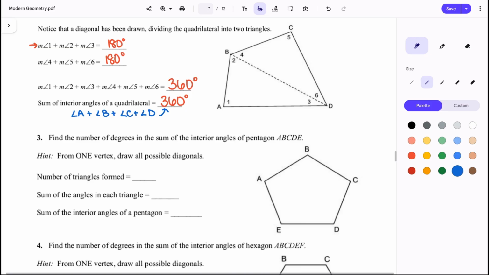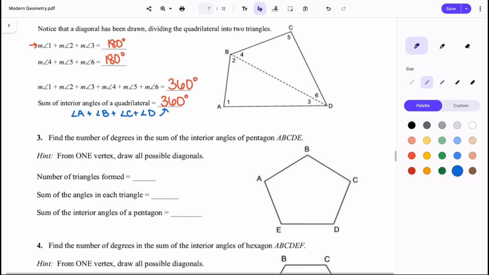I want to draw in my triangles. Now it gives you a hint here. It says from one vertex, draw all possible triangles. So they don't want you to draw all sorts of diagonal lines in here. I could create a lot of triangles in this shape if I really wanted to. What they want me to do is pick one letter to be my vertex, and that's going to be where I draw all my triangles from. So I'm going to pick B, and I'm going to draw triangles coming from point B.